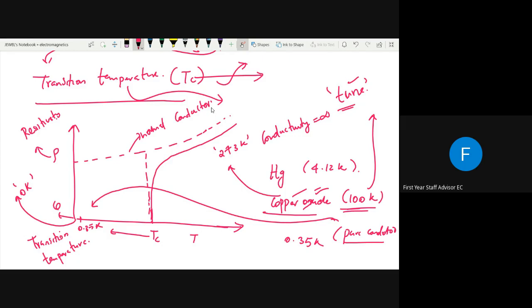For pure metals, this transition temperature is very low, near to absolute zero. And for some materials such as mercury, this transition temperature is 4.12 Kelvin. And for some alloys like copper oxide, this transition temperature is very high, that is 100 Kelvin. And the main point is at absolute zero, all the materials will act as superconductors.